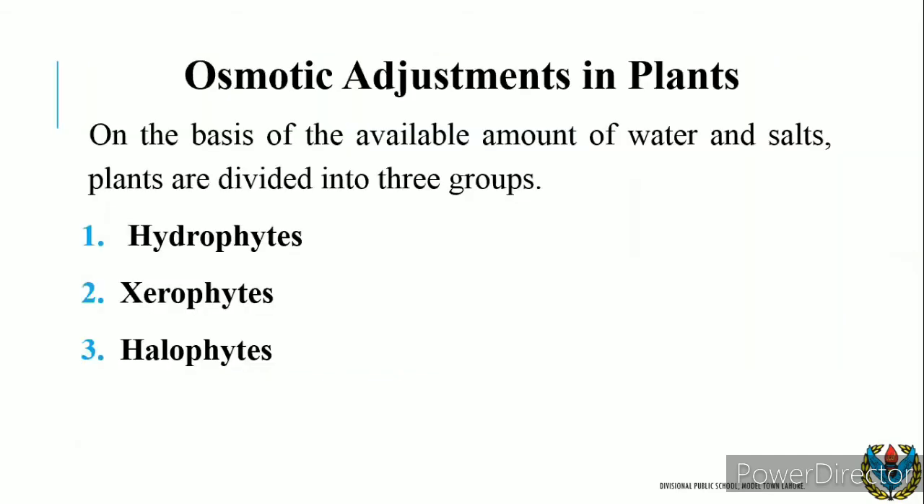Now, the next topic is the osmotic adjustment in plants. How do plants adjust themselves according to the environment? And this adjustment is based on osmosis. That's why it is called osmotic adjustment in plants. So on the basis of the available amount of water and salt, plants are divided into three groups. Number one, hydrophytes means water plants; xerophytes means dry plants; halophytes whose habitats are salty water. Halo means salts.